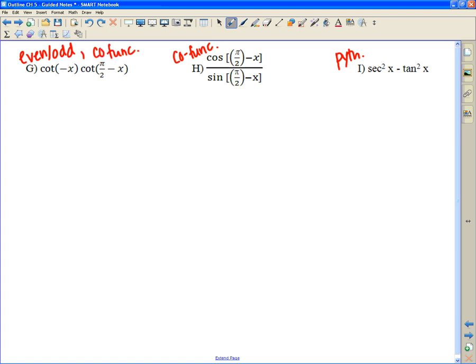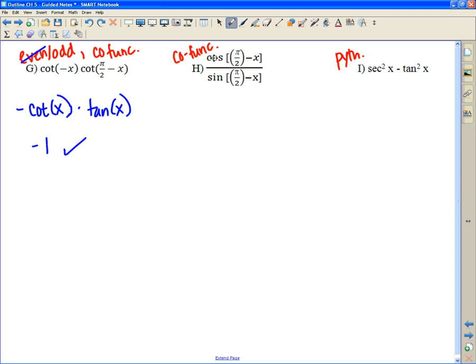Here we go. Cotangent is a negative function. I'm sorry, it's an odd function. So we're going to say negative cotangent of x. Cotangent's co-function identity is tangent. There should not be an equal sign there. So negative cotangent times positive tangent. The identity here, cotangent times tangent's 1, so it's -1.